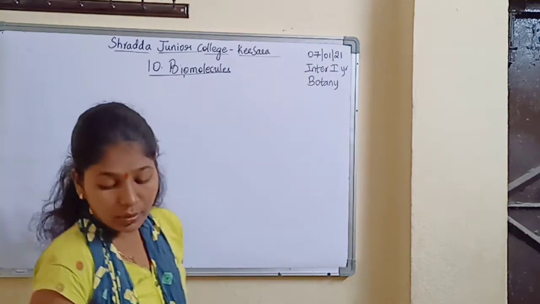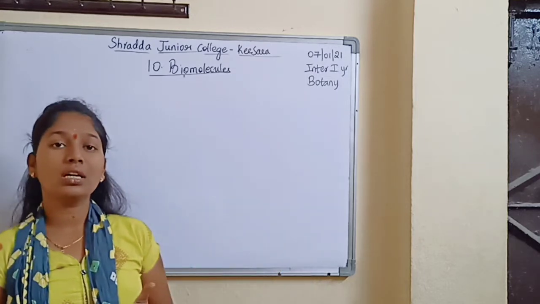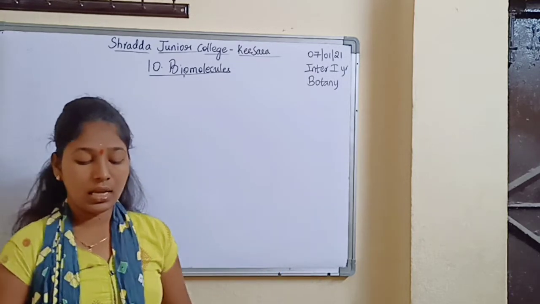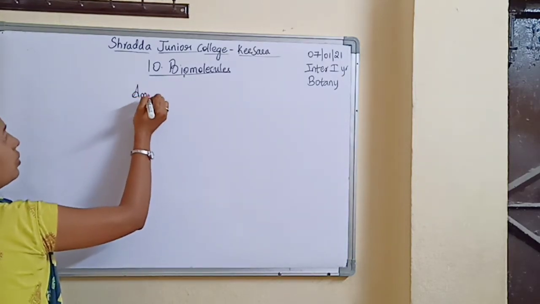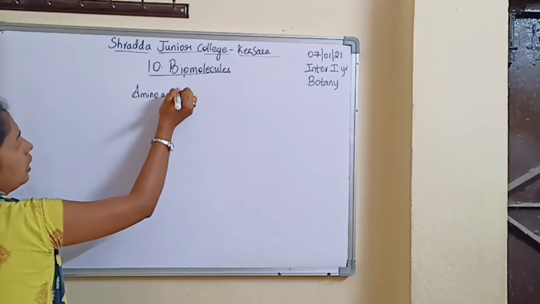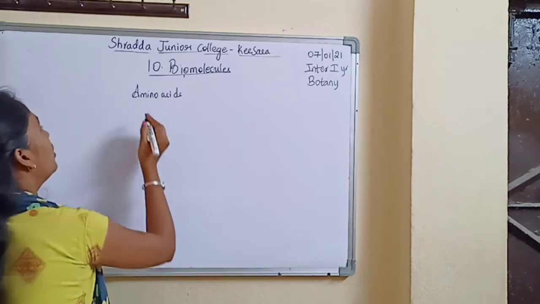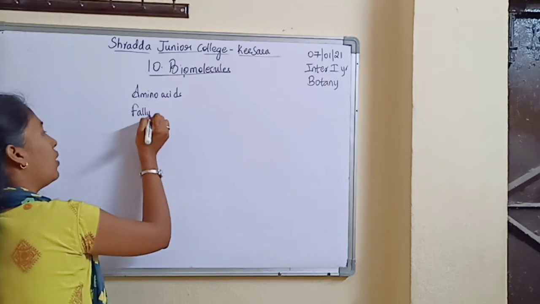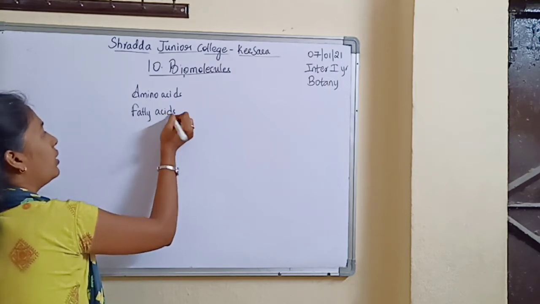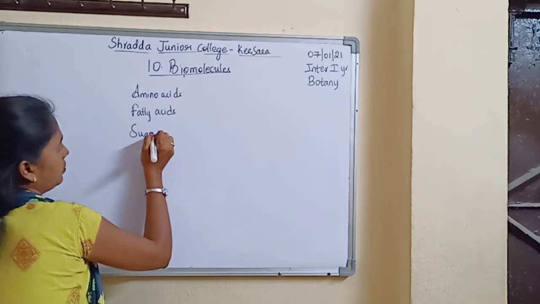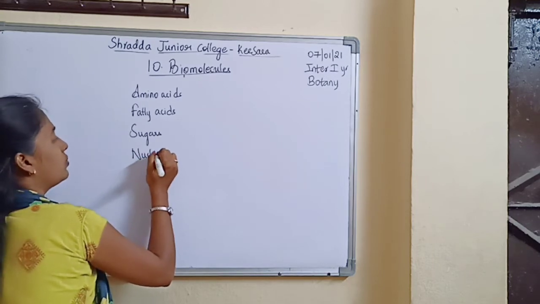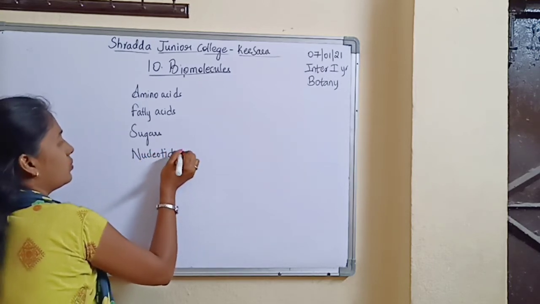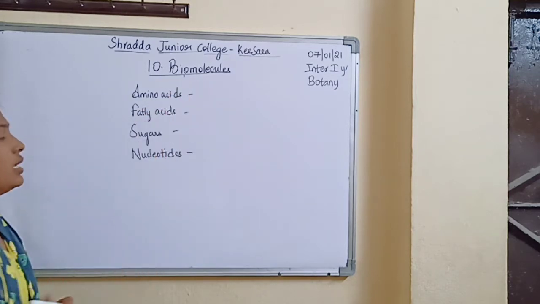So now before going to that, biologically, chemical compounds are classified as amino acids. See, I'll explain. Biological chemical compounds are all classified like this: amino acids, fatty acids, sugars, nucleotides. Amino acids, fatty acids, sugars as well as the nucleotides.